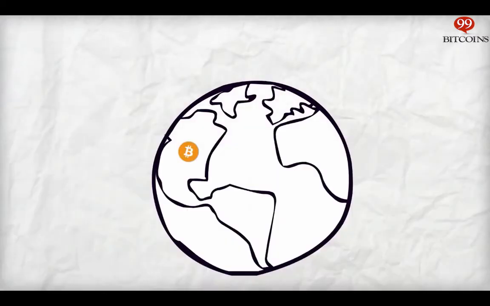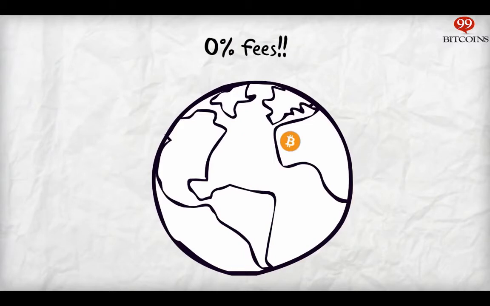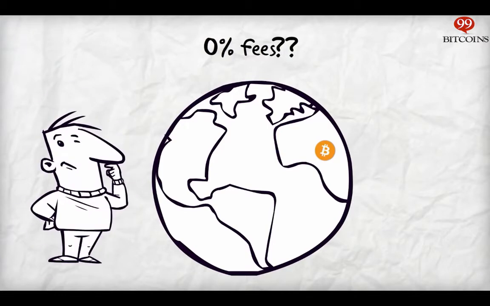One of the major advantages of Bitcoin is that you can supposedly send money between any 2 points on Earth for free. But if you've sent Bitcoins once or twice before, you probably noticed that there are in fact transaction fees. So, what's going on here exactly?